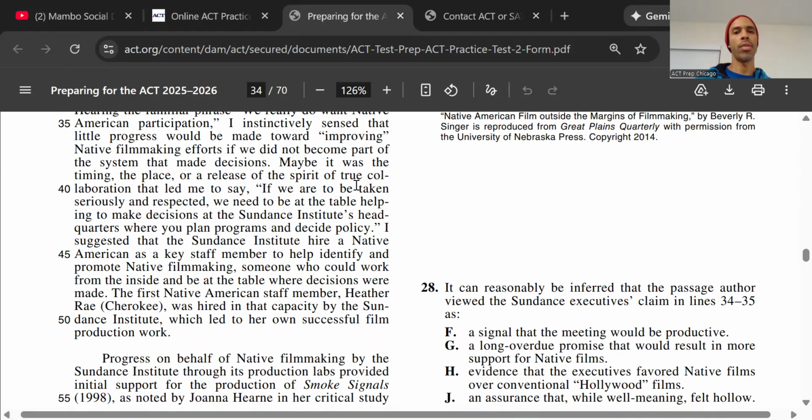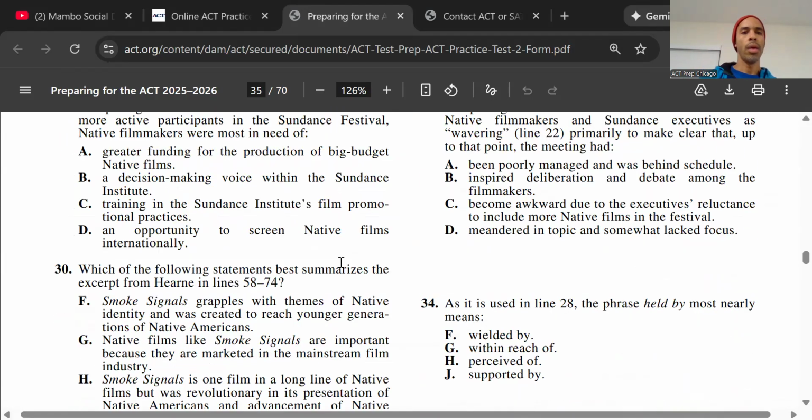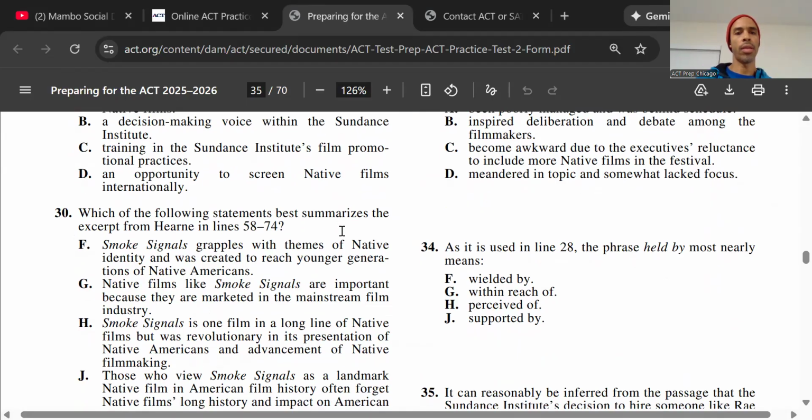Oh, here it is. If we are taking this sentence here, we need to be at the table helping make decisions. Right. Okay. Which of the following statements best summarizes the excerpt from Hearn in lines 58 to 74?